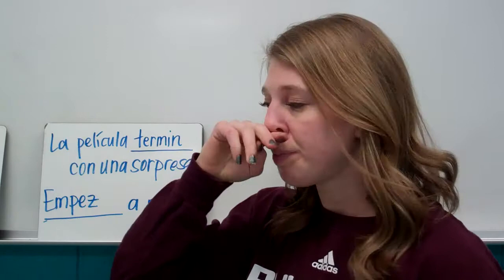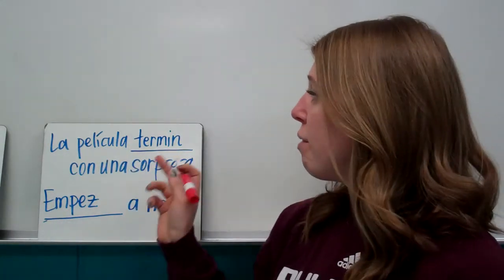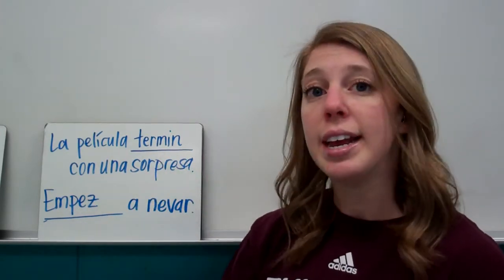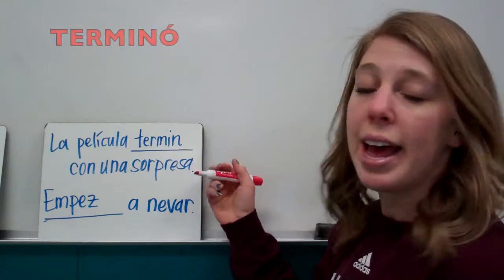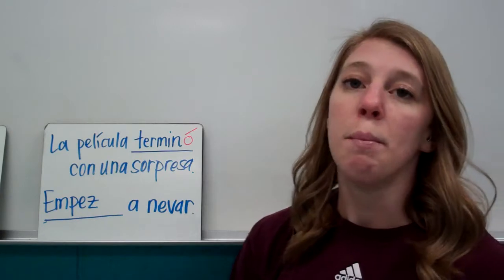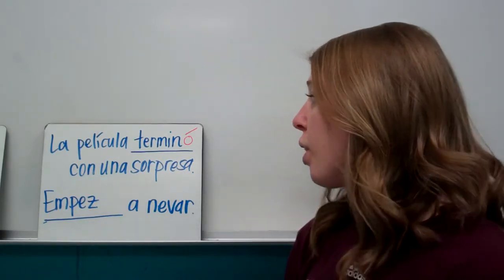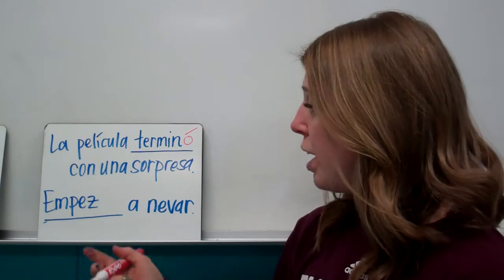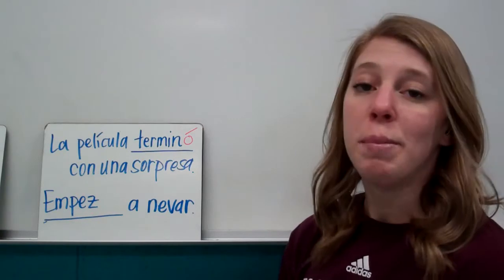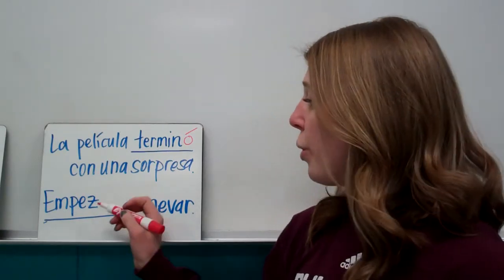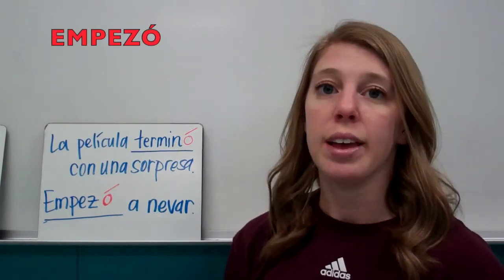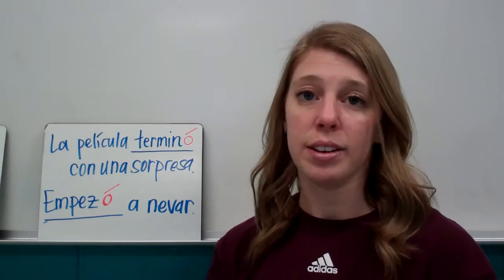Let's look at our examples. We have la película, and then we have our verb terminar, so the movie ended with a surprise. So the movie ended, it's over, done with. So we want to use the AR ending for he, and so it's going to be terminó. So la película terminó con una sorpresa. Muy bien. So let's look at the next one. Empezar, we have a verb to begin, a nevar, so it began to snow. So we're going to use our it form, so empezó a nevar. This is an action that began in the past.